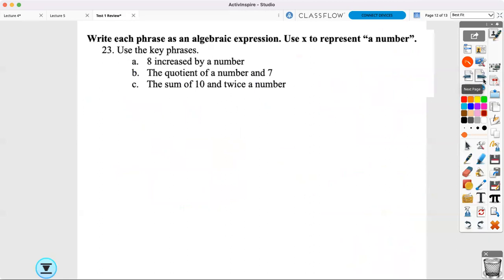So 23, write each phrase as an algebraic expression. Use x to represent a number. Here are the key phrases, A, B, and C. I'm going to give y'all 4 minutes or 3 minutes to write these down before I jump into it.